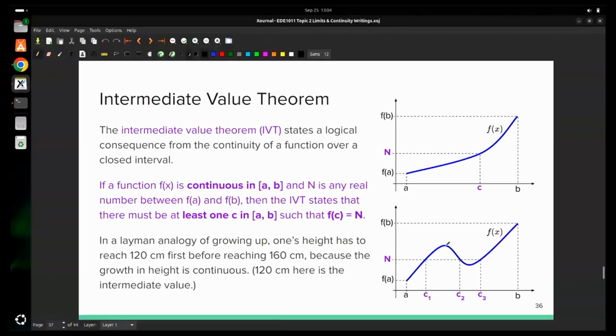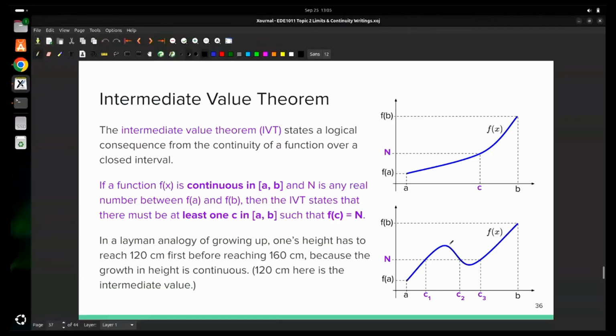From the graph here, you can see that it's clearly continuous. And as long as your interval A to B is closed, meaning it includes the endpoints A and B, then you can find multiple values between A and B such that I get the intermediate value of f of C. So it can be C1, C2, C3. Of course, the wavier your function is, the more points you will find that satisfy some intermediate value. So this is the concept of the intermediate value theorem.